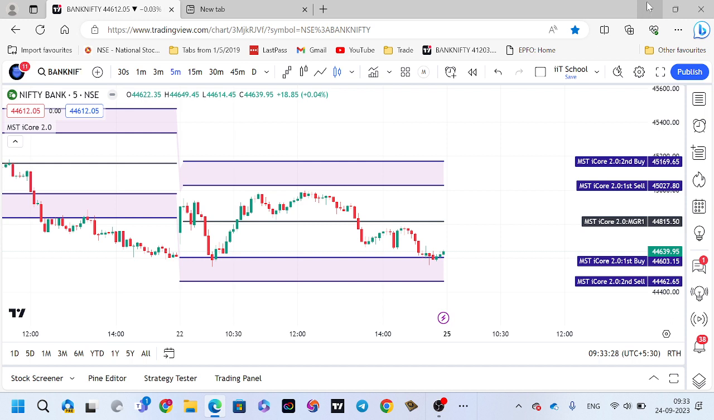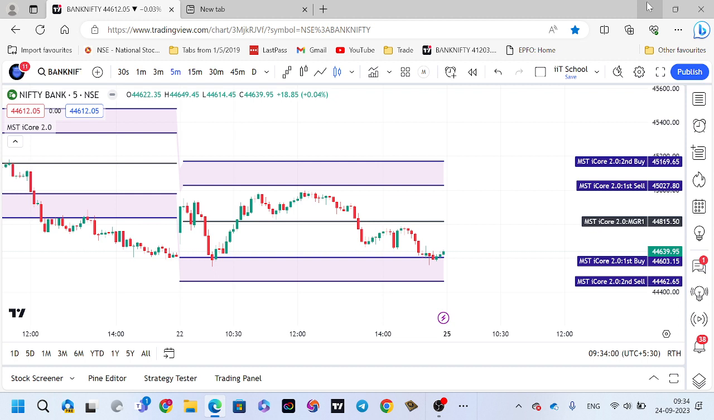So we have given the previous version also for the selected customers because they are very much comfortable with the previous version, and we also modified the new version along with the previous version so that the new customers will have all the features whatever the previous version had. So now let me show you how to start using our MST iCore 2.0.